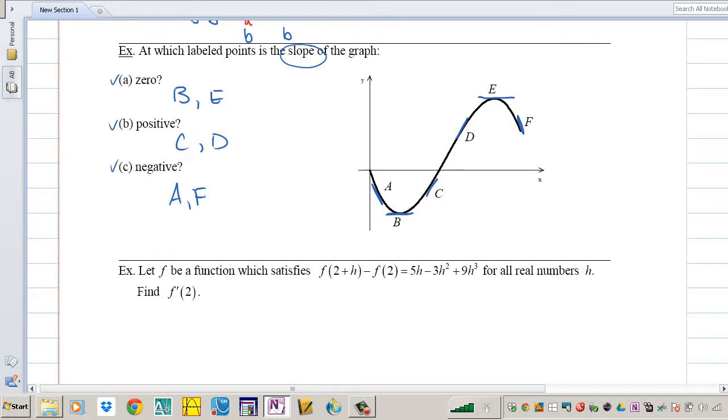Okay. Remember that a slope of a tangent line is when the line touches the graph at that one point, but just barely touching it. Let's go to the next one.